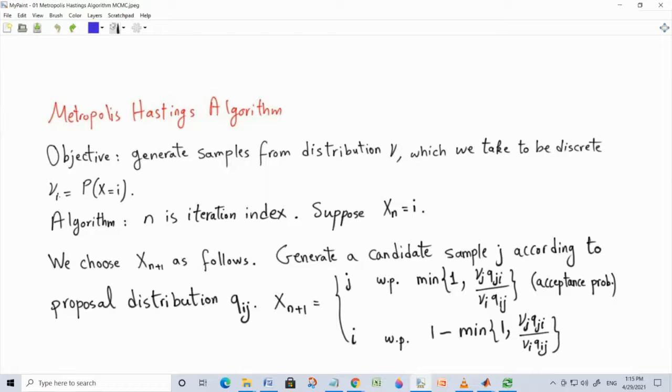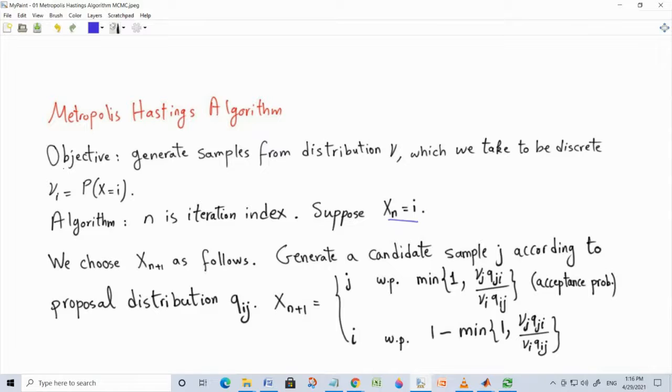Okay, so we have an iterative algorithm that is related to Markov chains, as we will see. Suppose that in the nth iteration, X_n is equal to i. So i is one of the possible values of the discrete random variable we are interested in. This is generation of random variables. The question is, how can we generate the next sample?